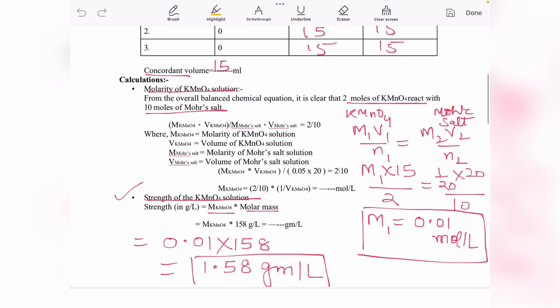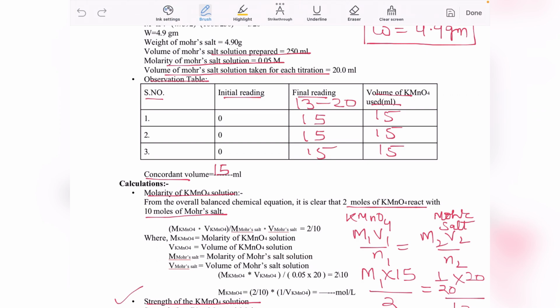This is what I am saying. Okay, you can take any value in the range of 13 to 20. Then your answer will always be molarity 0.01 and strength 1.58, because we usually prepare M/100 solution of potassium permanganate.